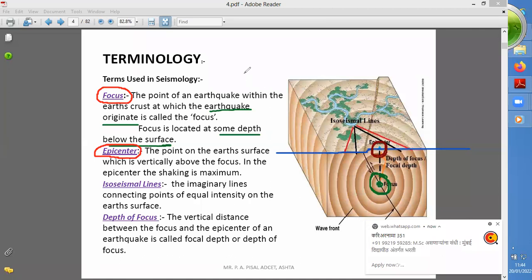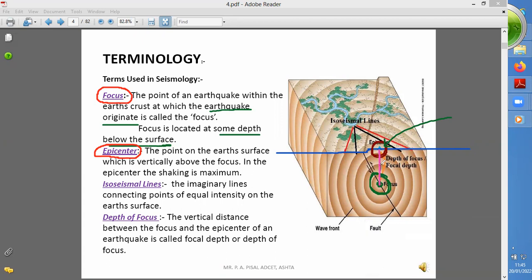Now, what is the meaning of epicenter? Epicenter means it is the point on the earth surface which is vertically above the focus. Its location is on the earth surface. And another thing related with the epicenter is that it is present exactly above the focus on the earth surface. So this is the main thing related with the epicenter.